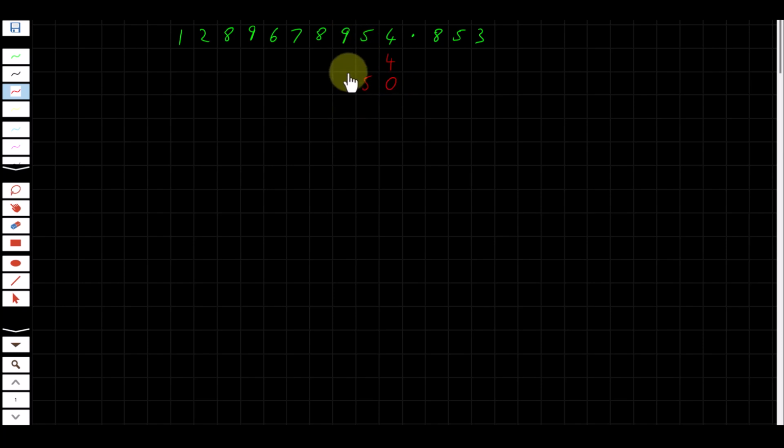The third column is the hundreds column. That is 9. There are 9 hundreds there. The next column is the thousands column. There are 8 thousands, so 8,000. The next column is the tens of thousands. There are 7 of them there, so there's 70,000. The next column is the hundreds of thousands. There are 6 of those, so there's 600,000.